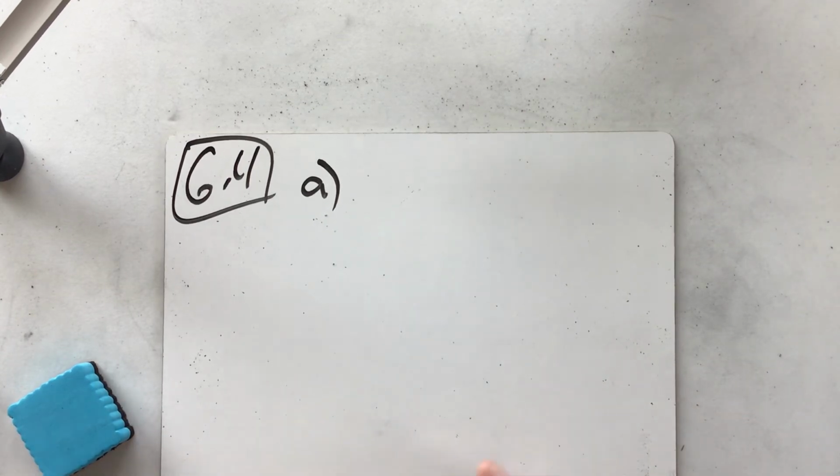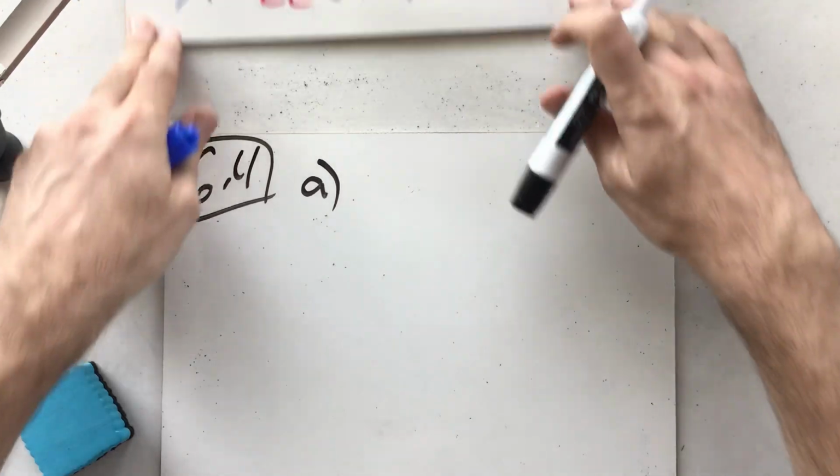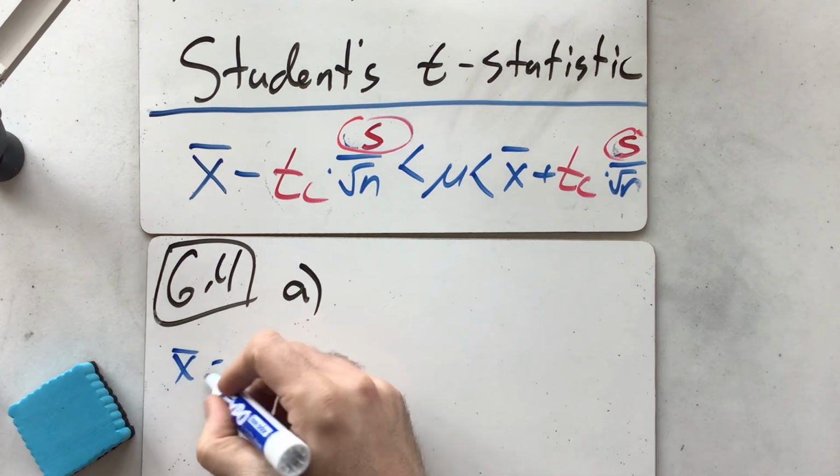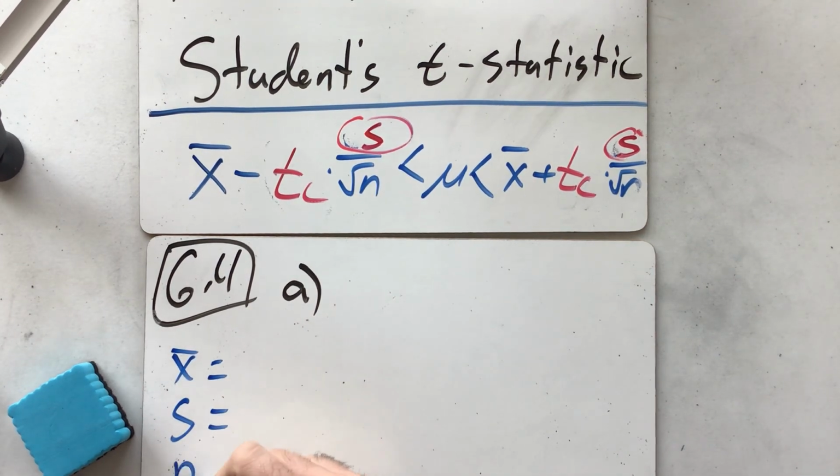So we look at part A. Now we're still looking at the same formula. So we have that formula again. And so we're just asking ourselves what are the different pieces that go into it. So we need to know X bar. We need to know S. We need to know N. And we need to know TC.